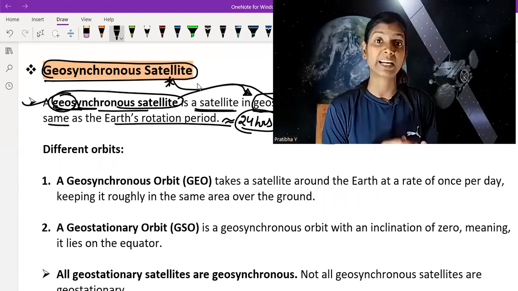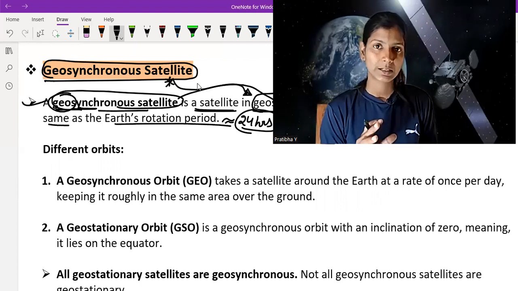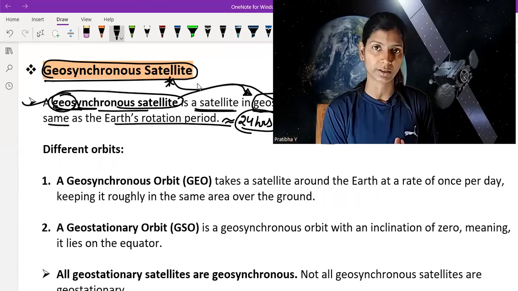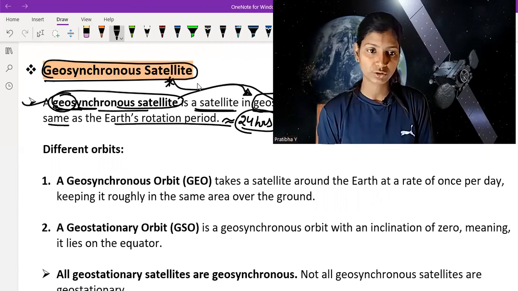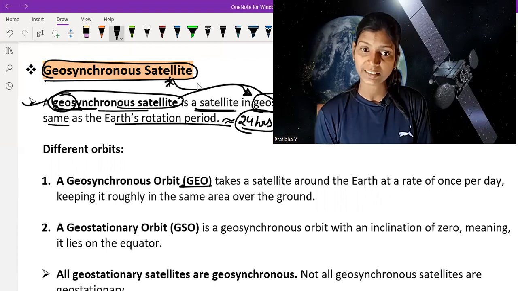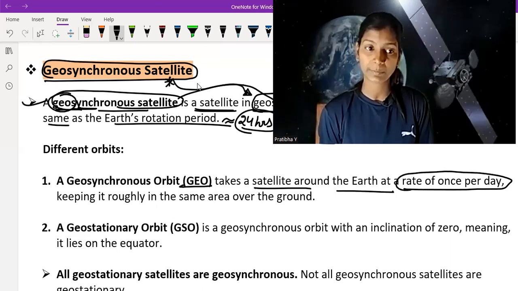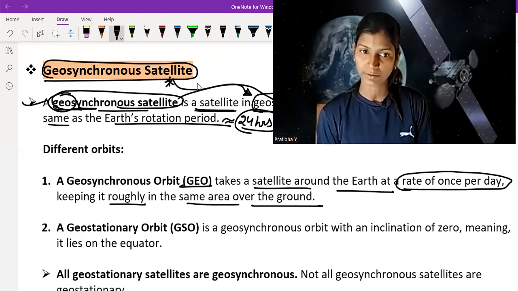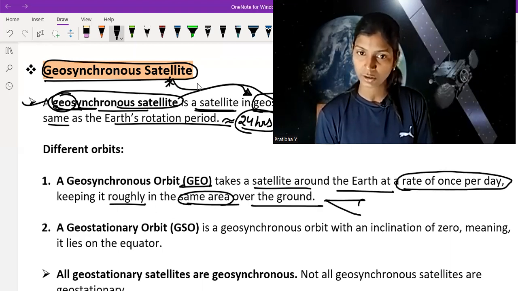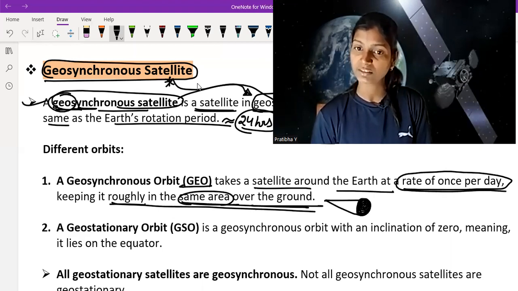Geostationary orbit is a type of geosynchronous orbit, but its inclination is zero. That means it rotates around the equator. So geostationary is a type of geosynchronous, but its inclination is 0 degrees. That means it rotates above the equator. Geosynchronous orbit, or GEO, takes a satellite around the Earth at a rate of once per day, in sync with the Earth, keeping it roughly in the same area over the ground throughout the 24 hours.